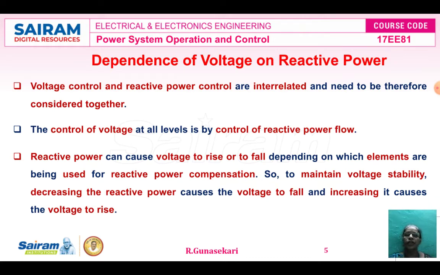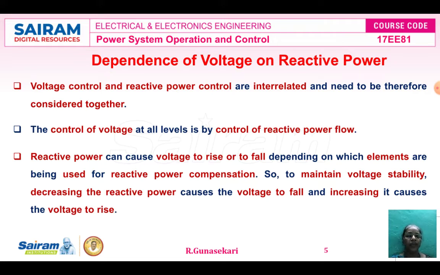The reactive power can cause voltage either to rise or to fall depending on the elements used for reactive power compensation. What are the elements? Synchronous compensator, static volt ampere reactive compensator, shunt capacitor, shunt reactance, series capacitors, reactive power injections, tap changing transformers, and booster transformers. These are the elements used for reactive power compensation.